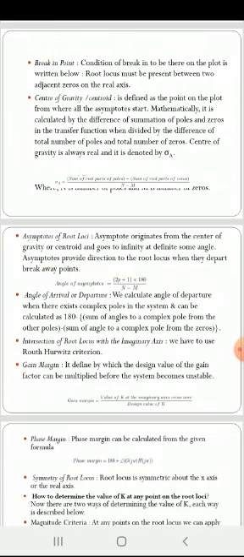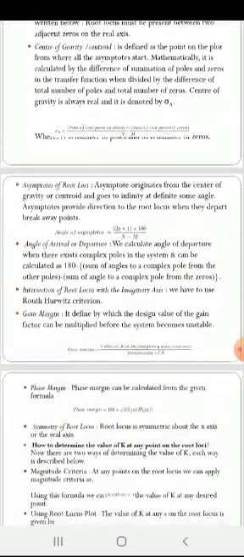Gain margin is defined as the factor by which the design value of the gain can be multiplied before the system becomes unstable. The formula is given below. Gain margin is equal to the value of k at the imaginary axis crossover divided by the design value of k.